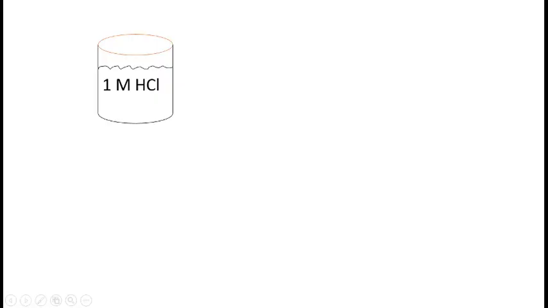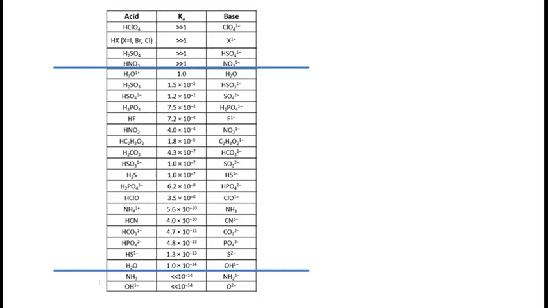If we have a beaker that's labeled 1 molar HCl, we need to ask, what is the primary species in that beaker? Let's look at our acid-base chart. We can find HCl on the acid side of the table near the top. You'll notice that the entry says HX, where X equals iodine, bromine, and chlorine. So HCl is on this line.